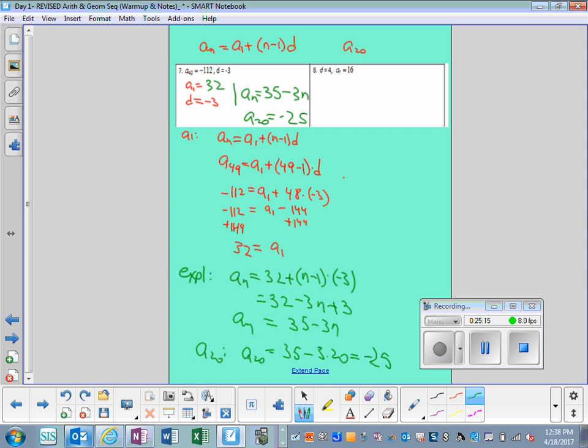I know we don't give you a lot of room here. We should have given it more room, but use scrap paper. Okay, try to do number 8.